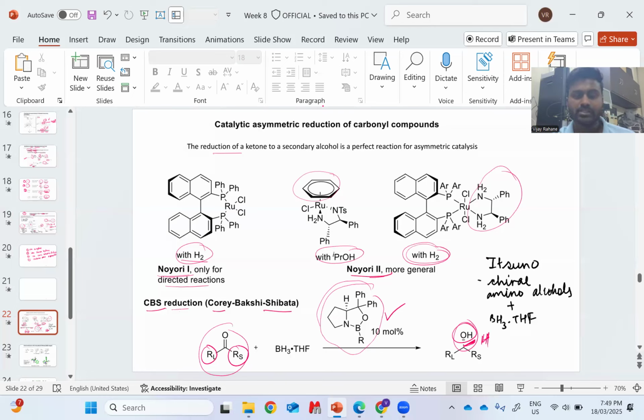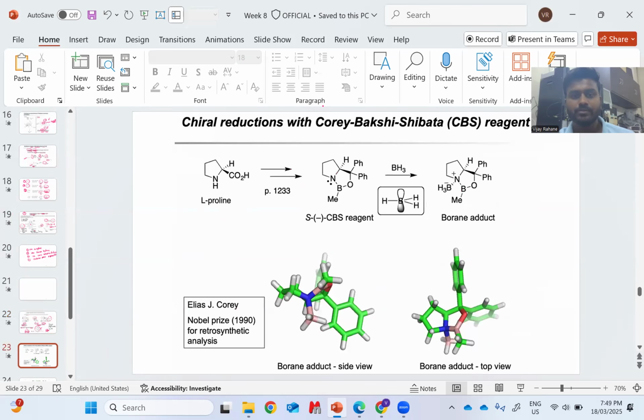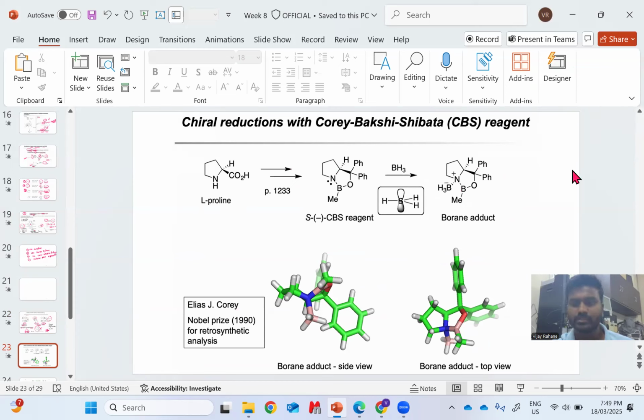So these are some catalysts that are used for the reduction of carbonyl compounds. If you look in more detail at this CBS reagent and how the reduction occurs, here are some steps involved. This is L-proline. It is the synthesis of the CBS reagent starting with L-proline.